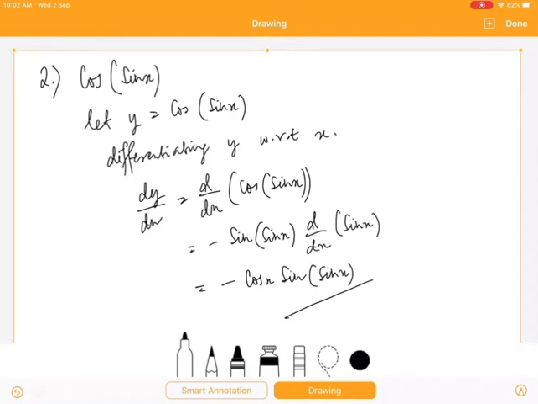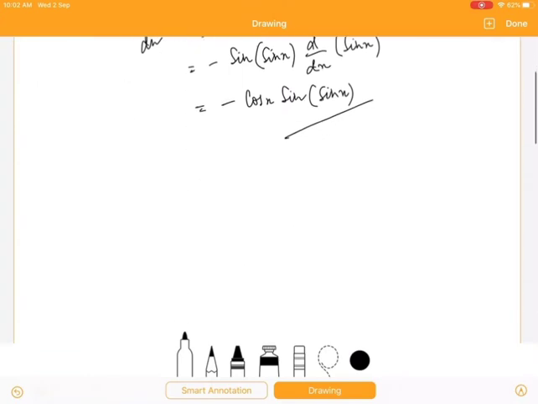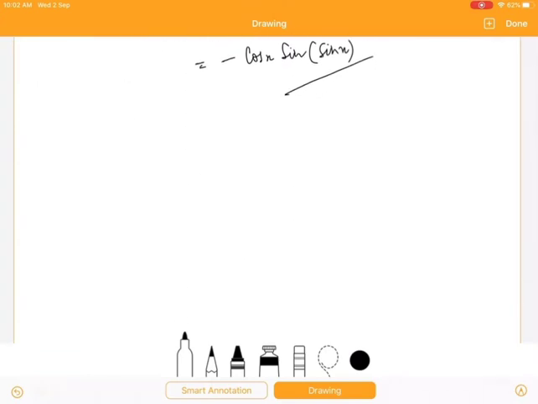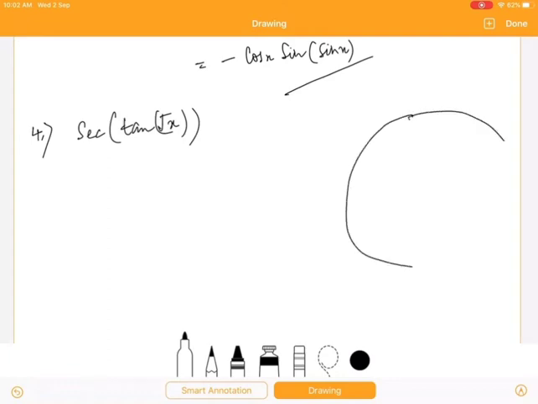Now let's do question number 4. So what we have in here is sec of tan root x. Now this restaurant is a 5-star one. So here we have all the 3 courses of meal: the starter is there, the main course is there, and the dessert is there. So here we have to decide what is the starter. The starter is the sec function.